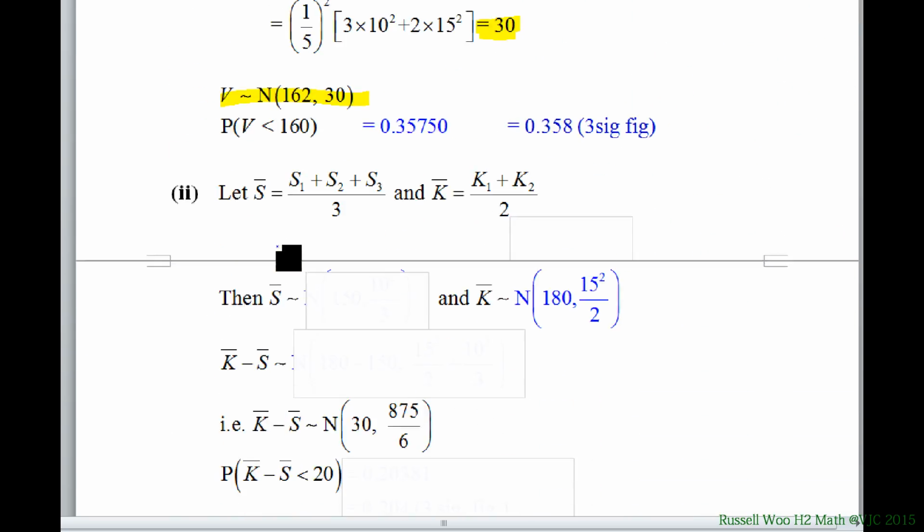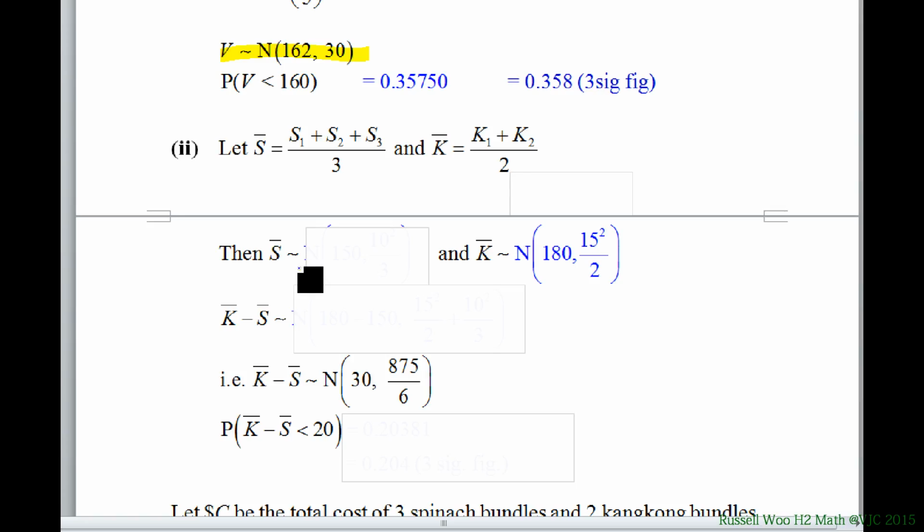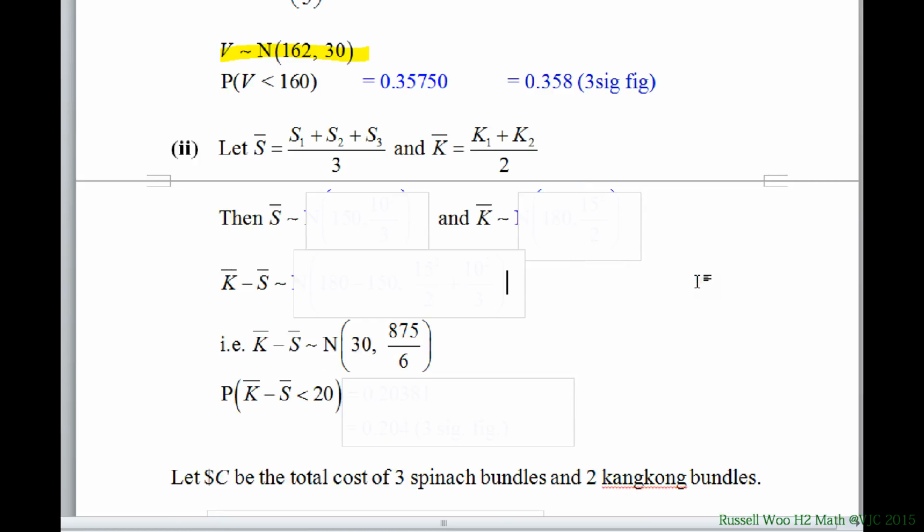Okay, let's move down. We define properly: S is the average of 3, K is the average of 2. Okay, never mind. Quite lame, right? You all saw already. Okay, I tell you what. You write this on your own. You write this box and this box all by yourself. Can? 2 minutes. All by yourself.